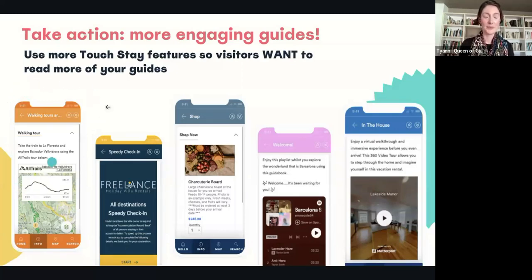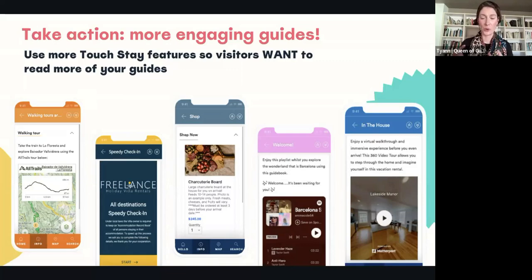So the first one here, this is an All Trails walking tour. And this is a screenshot from my guide. And this is showing a walking tour in an area called La Floresta, just outside of Barcelona. And it shows the whole walking route. And the guest can click on that within the guide and use that to navigate for their walk. So they're really using your TouchStay guide as their little concierge, their little pocket pal, to help navigate them around on their tour. Or they can also click through into the All Trails app as well and have even more information and discover other trails as well.